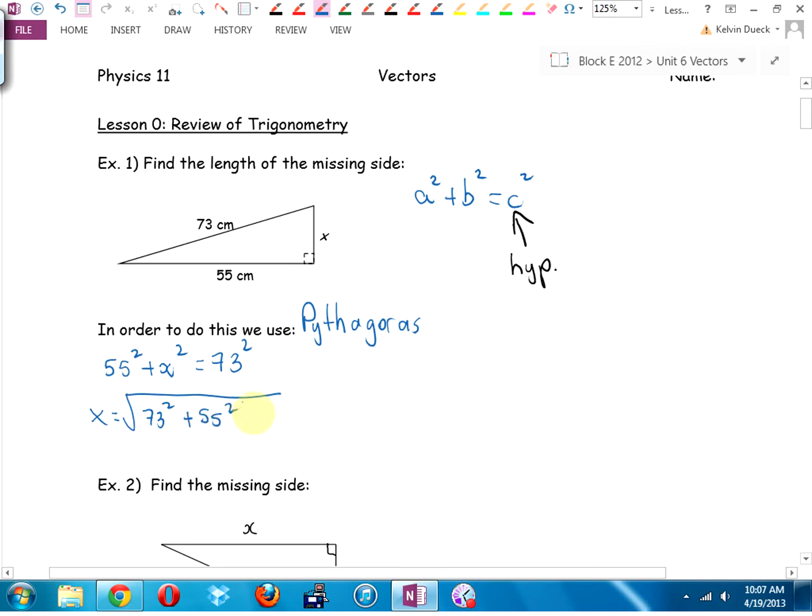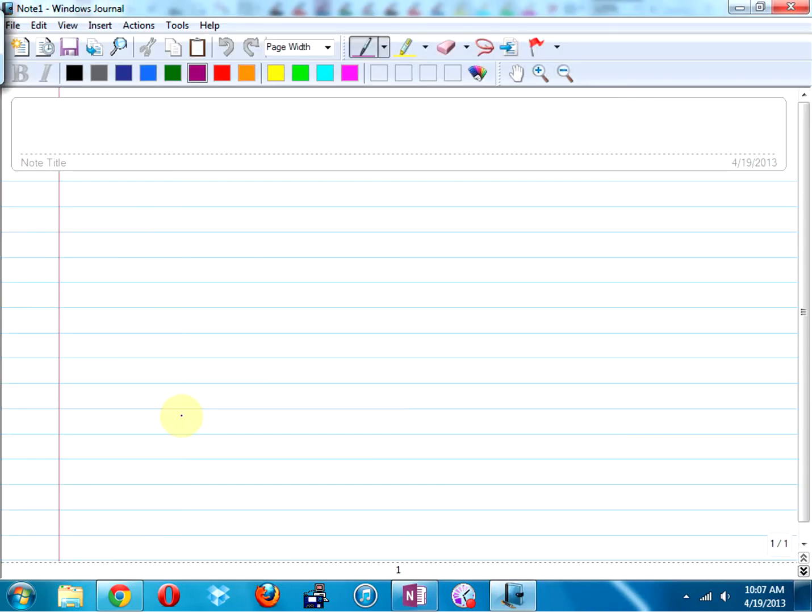Mr. Dueck, doesn't that just mean that the squares will cancel? Isn't that 73? Oh, minus, Mr. Dueck, not plus. Nice try. Thank you, Matt. You did say minus. Can't I just go 73 minus 55? Let's find out. Let's find out.